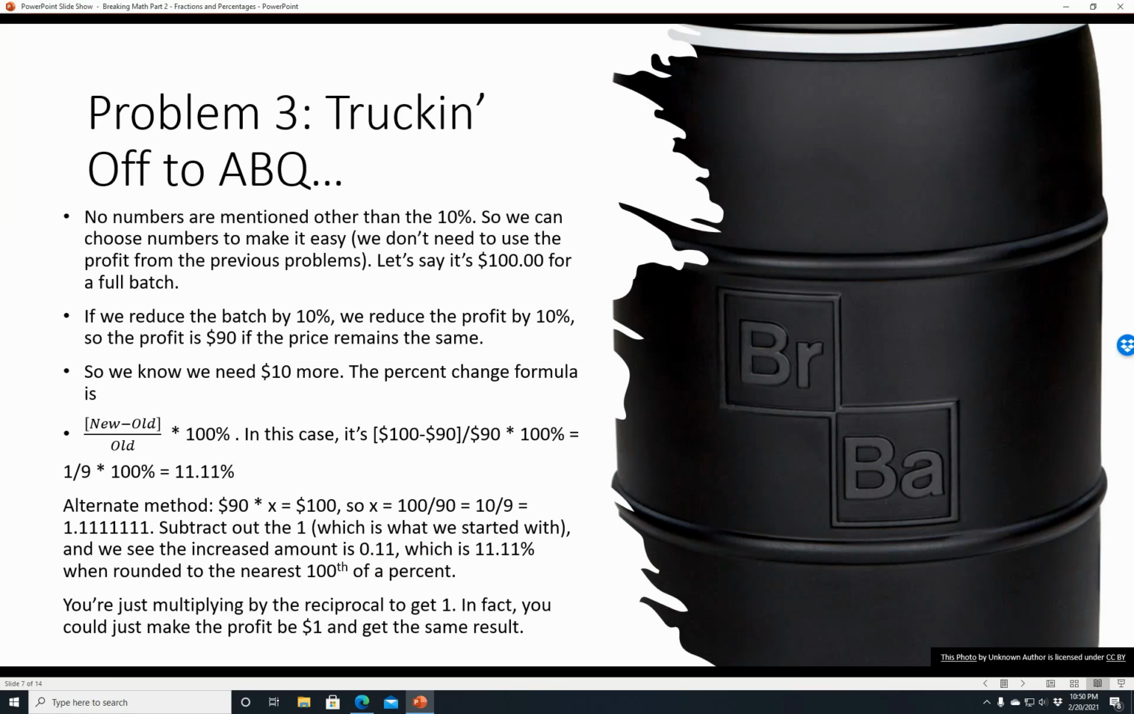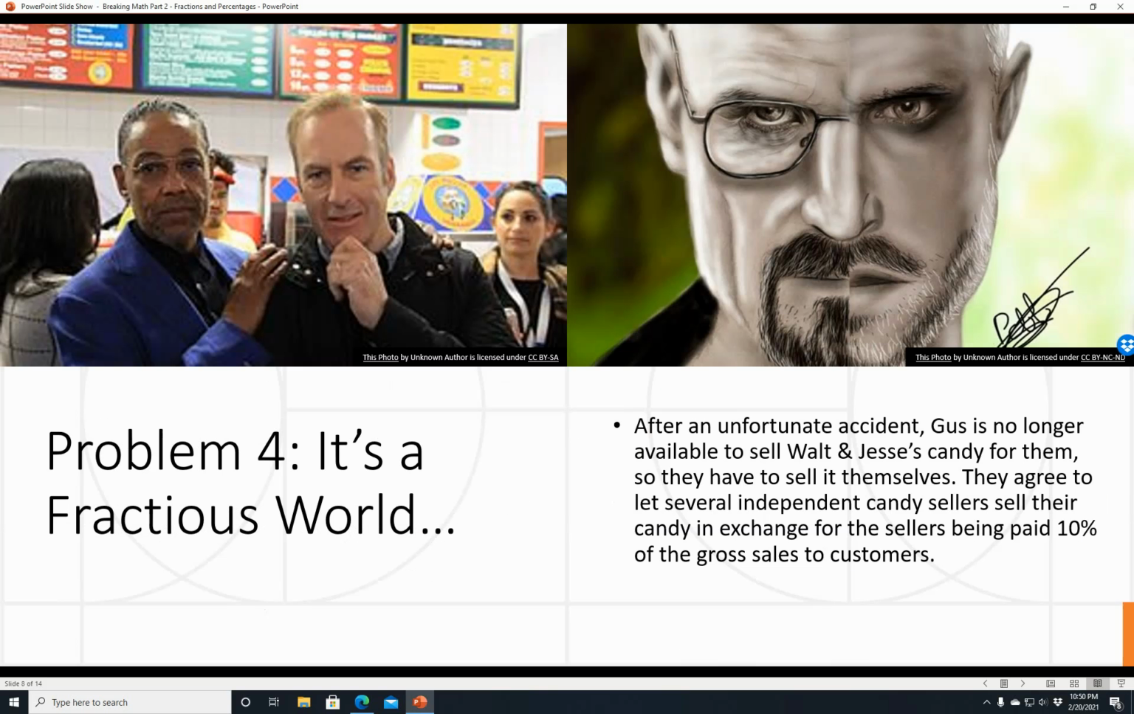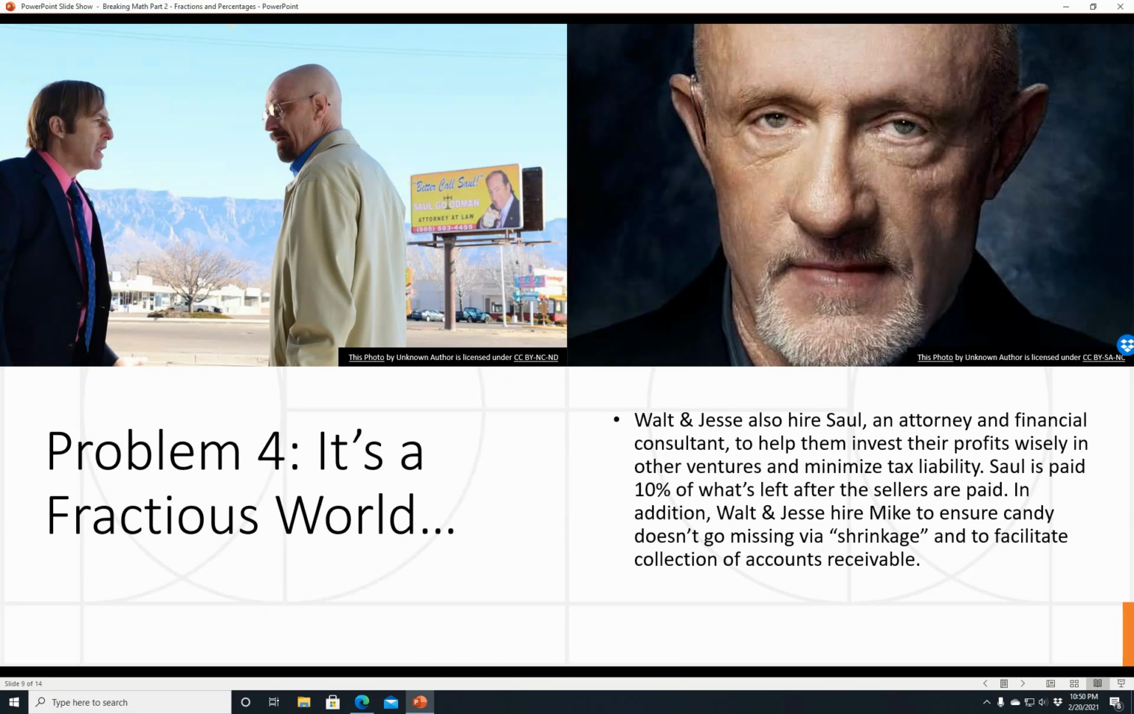Problem 4, it's a fractious world. After an unfortunate accident, Gus is no longer available to sell Walt and Jesse's candy for them, so they have to sell it themselves. They agree to let several independent candy sellers sell their candy in exchange for the sellers being paid 10% of the gross sales to customers. Walt and Jesse also hire Saul, an attorney and financial consultant, to help them invest their profits wisely in other ventures and minimize tax liability. Saul is paid 10% of what's left after the sellers are paid.